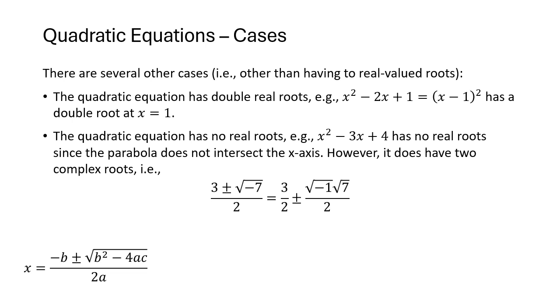square root. So you see there x squared minus 3x plus 4. When you plug it into the quadratic formula, which I reproduced at the bottom left, you get 3 plus or minus the square root of 7 over 2. And you can rewrite that as 3/2 plus or minus the square root of minus 1. That's called an imaginary number times the square root of 7 over 2.